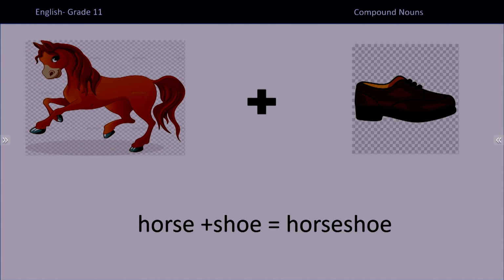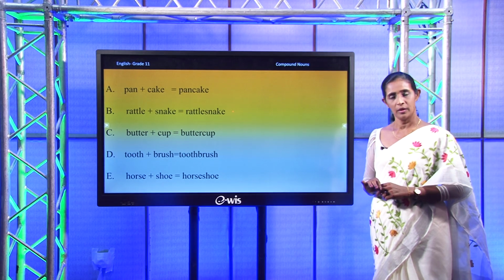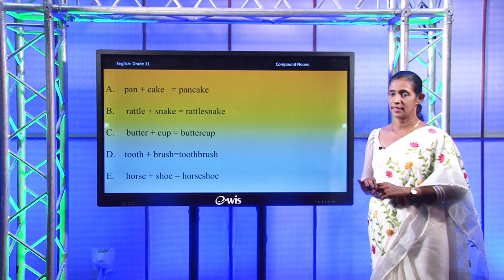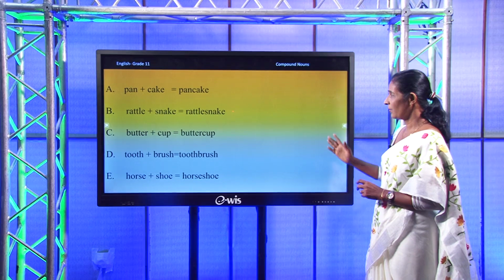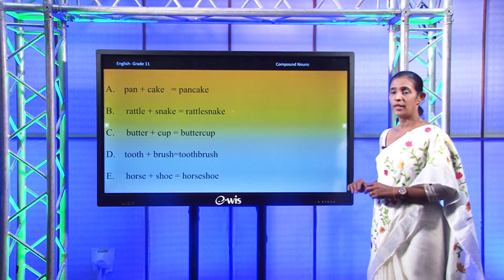Shall we move on to the next activity? Okay, hope you got the words corrected. Once again, you can look at the answers. Just look at the screen. You have those words once again. So you have the pancake, rattlesnake, buttercup, toothbrush and horseshoe. Okay, children, let's move on to the next activity.